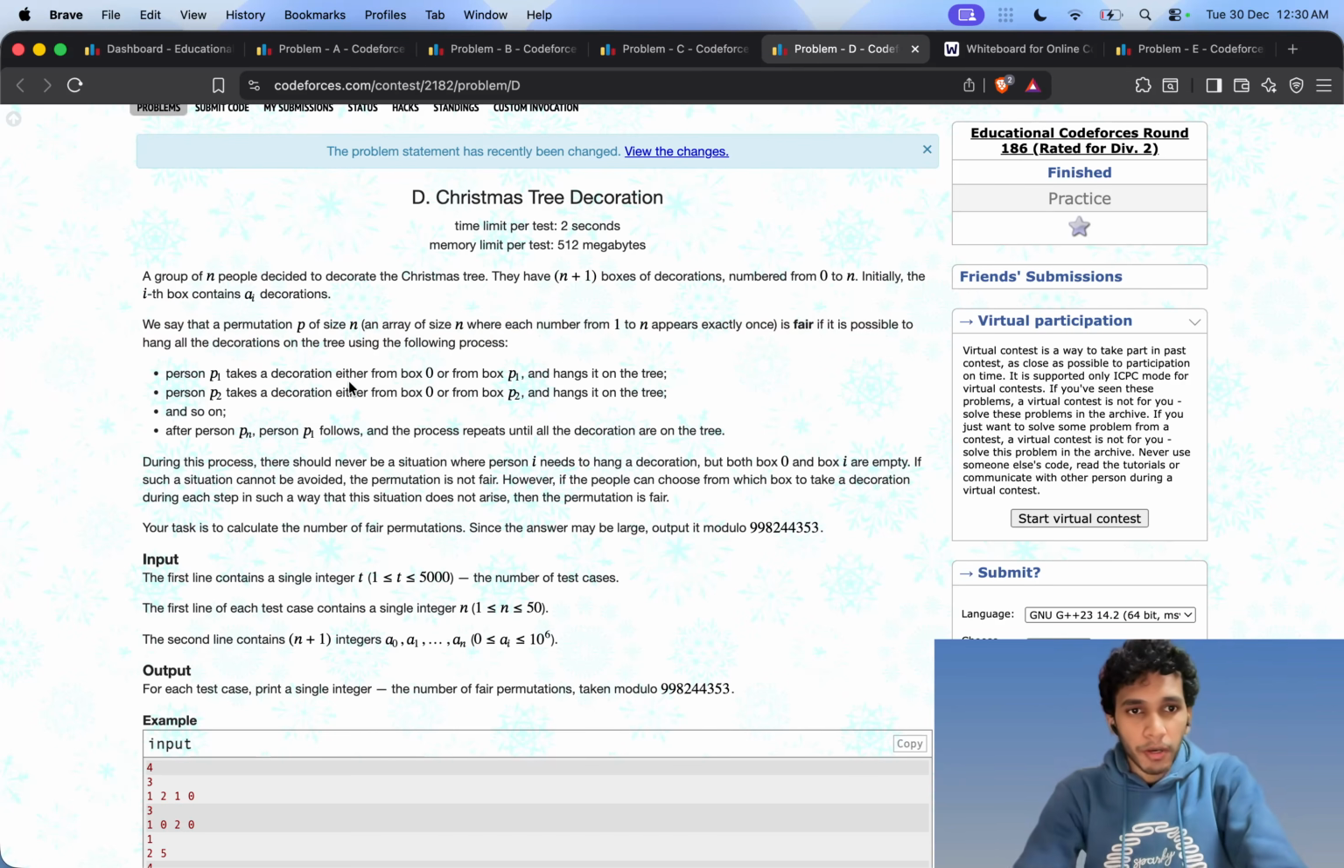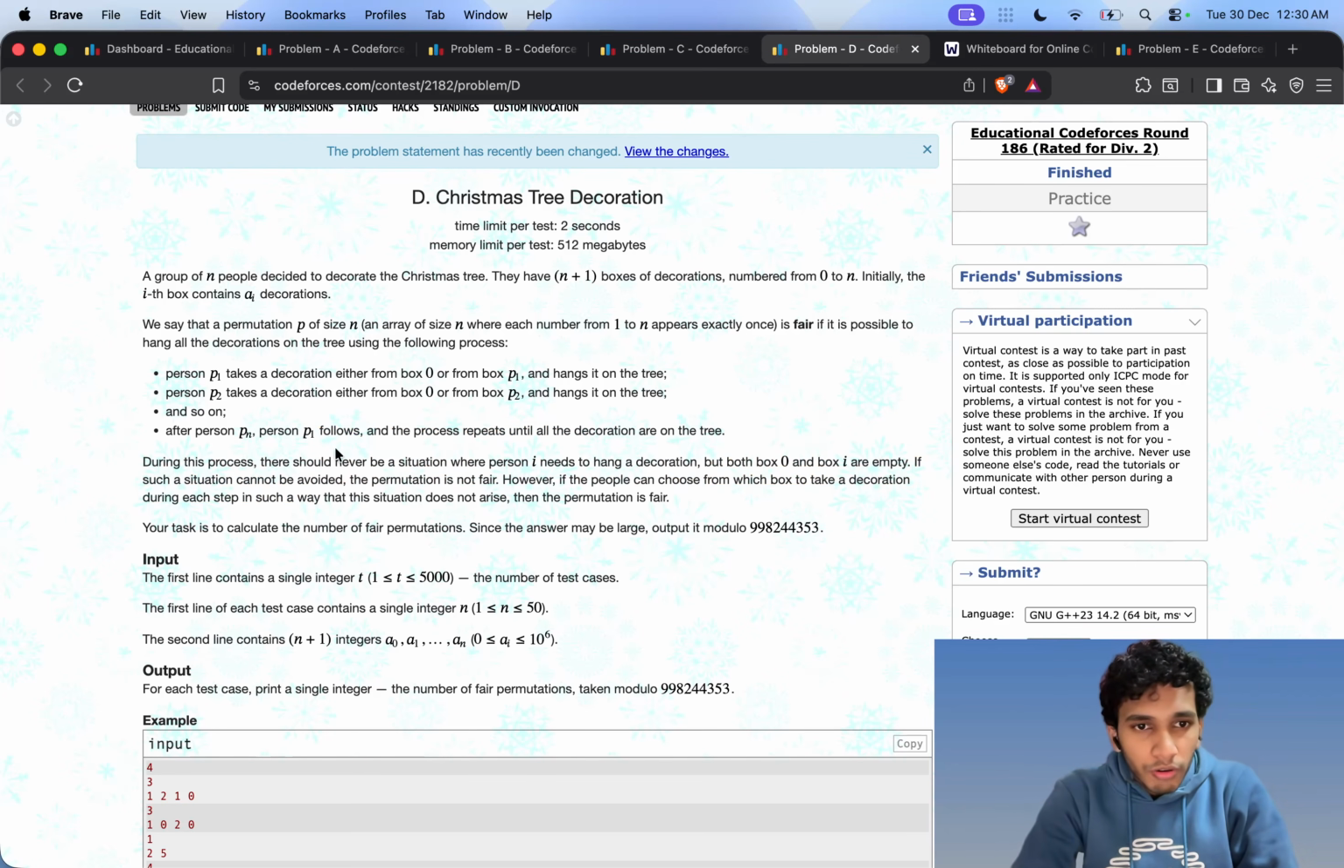We say that a permutation P of size n is fair if it is possible to hang all the decorations on the tree using the following process. Person P1 takes a decoration either from box 0 or from box P1 and hangs it on the tree. Similarly, P2 can take from box 0 or box P2, and so on. After person Pn, person P1 follows and the process repeats until all the decorations are on the tree.